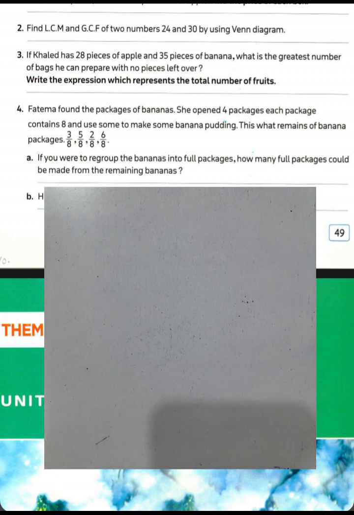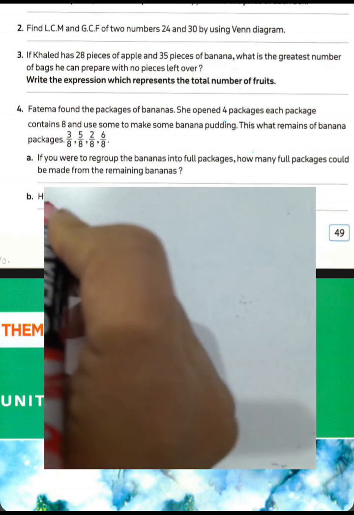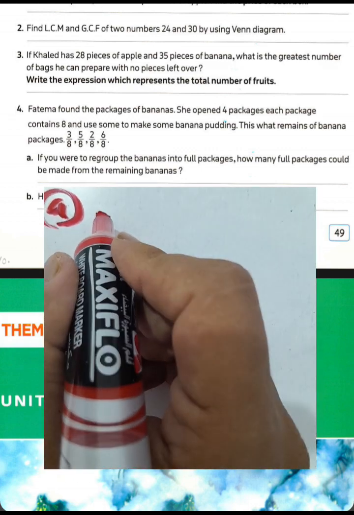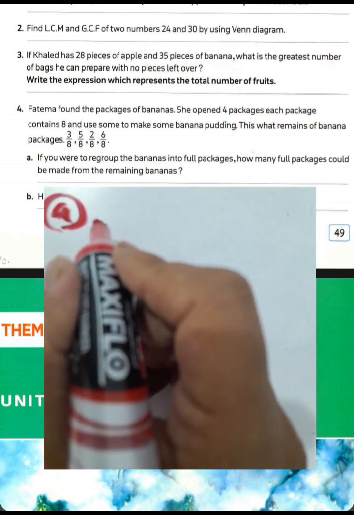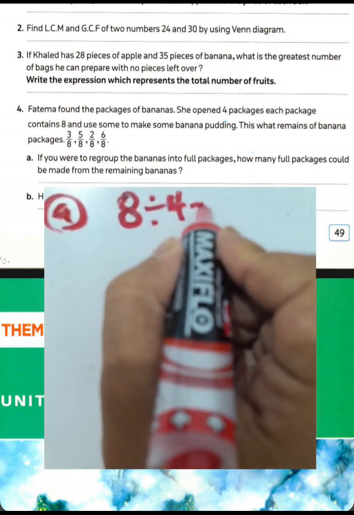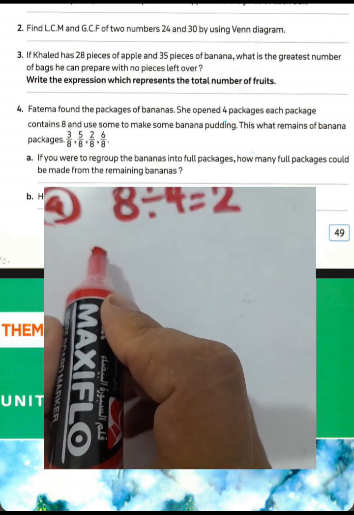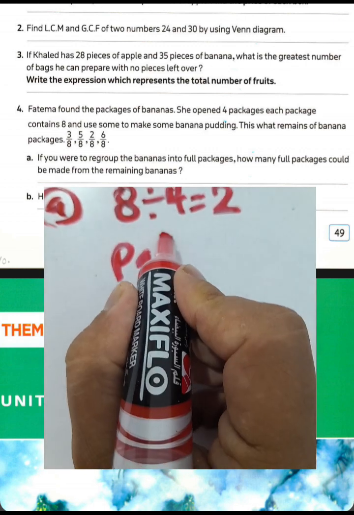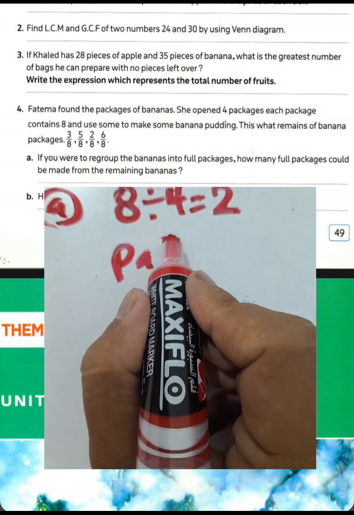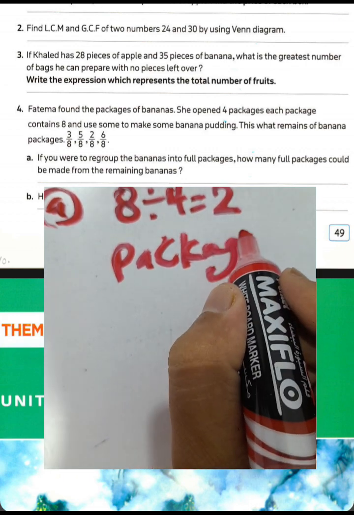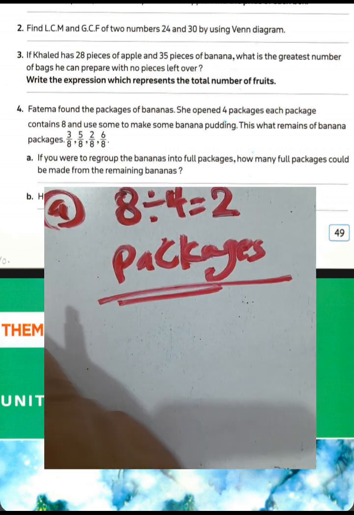We can do it here. In this example, she opened 4 packages and each contains 8. Then she can divide 8 by 4. The result about letter A, what operation must she use here? Division. 8 divided by 4 will be equal to 2. Then the result about letter A is 2 packages.